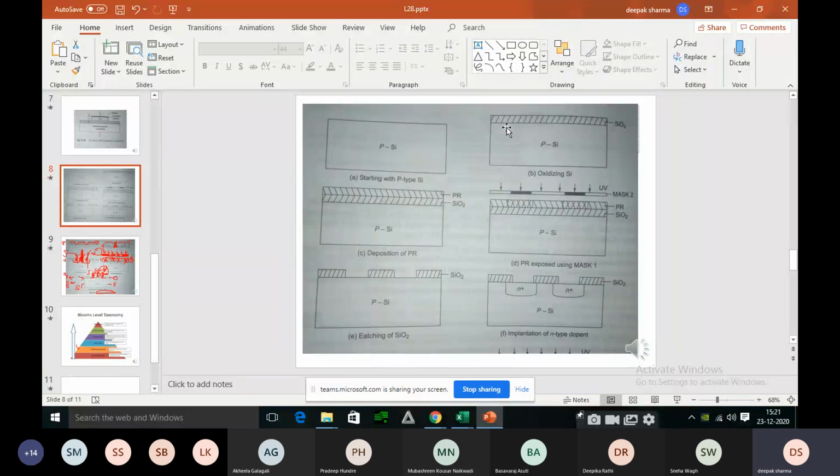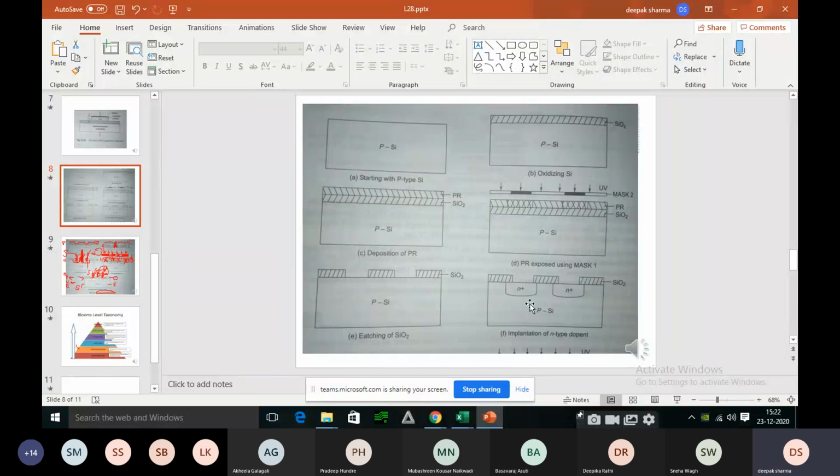Then you have to apply the silicon dioxide, then photoresist, correct? I'm telling you stepwise. After photoresist, use the mask for etching, correct? So after using the mask and applying the UV rays, you can etch the unwanted part by using chemical reactions, correct? So this is done by etching. Here it is written etching of SiO2, correct?